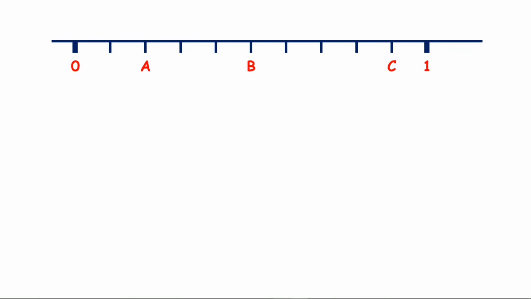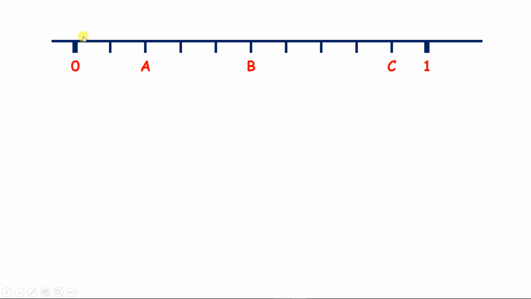So here we have a number line, and we've got 0 and 1, and we've got 1, 2, 3, 4, 5, 6, 7, 8, 9, 10 lines between 0 and 1, so we know that each line is 1/10. Now we need to work out the values of A, B and C.